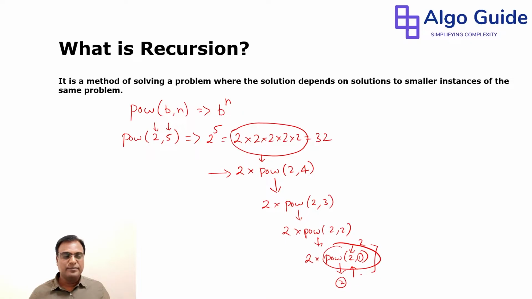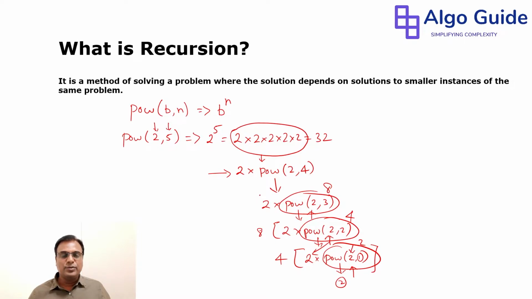2 is returned. And it is returned at the place where it was called. So it was called here. So now this 2 is multiplied with this value of 2 and we get the value as 4. And this 4 is returned at the place where it was called. It was called here and this would have given a value 4. And this 4 is multiplied with this 2 and we get the value as 8. And 8 is returned at the place where it was called and this gives a value 8.